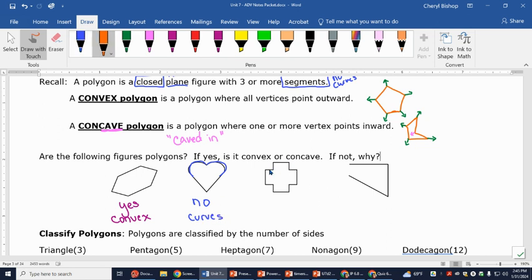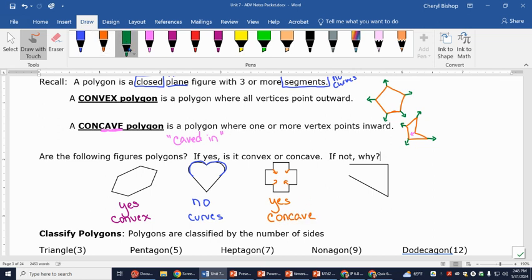On this one, all of my sides are straight, it's flat, and I don't have any gaps in my sides, and there's no curves. So I can say yes, this is a polygon. I have these 4 corners that point inwards, push inwards, are caved in. We know this is concave.